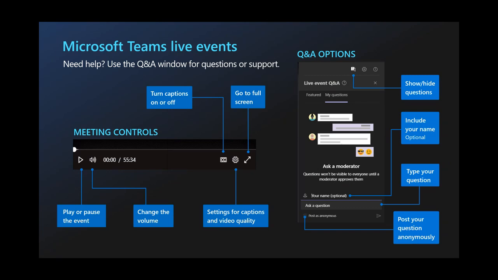And in order to send that question, once you have typed it into that text box, all you would do is hit the little airplane symbol there in the bottom right-hand corner, and that will allow you to actually send that question on over.